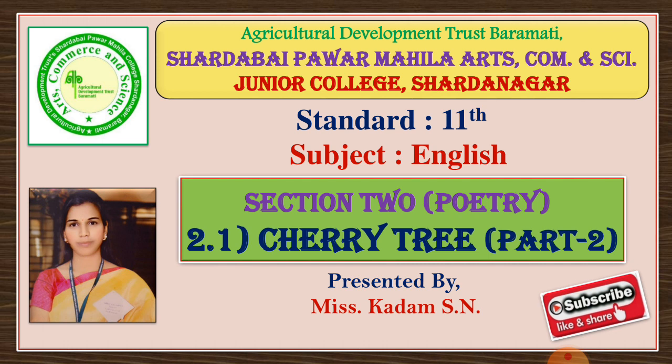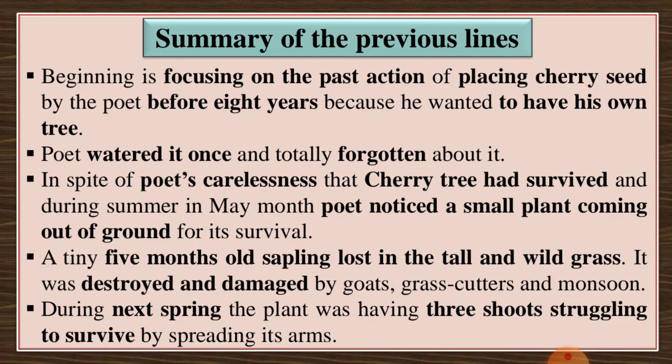But dear students, before the discussion of the remaining part of the poem, let us focus on the summary of previous stanzas that we discussed in the part 1 video. Students, as you know, the beginning of the poem is focusing on the past action of the poet, and that action is placing a cherry seed by the poet 8 years before because he wanted to have his own tree. Then the poet watered that seed once and totally forgot about it.